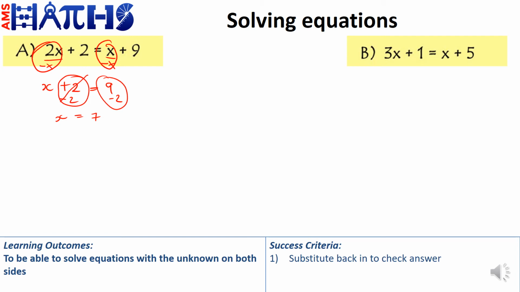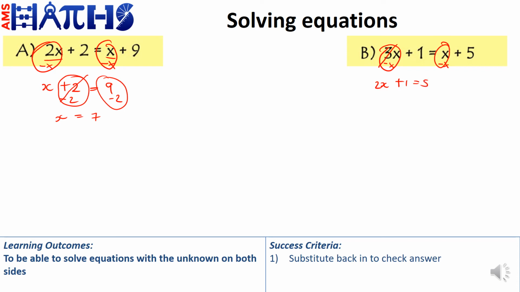Okay, let us try this one. Again, we have x on both sides, 3x on the left, 1x on the right, so we'll get rid of 1x by subtracting x. Subtract x. Alright, on both sides we have subtracted x. 3x minus x is 2x, plus 1 remains. X minus x is 0, so we're left with 5.